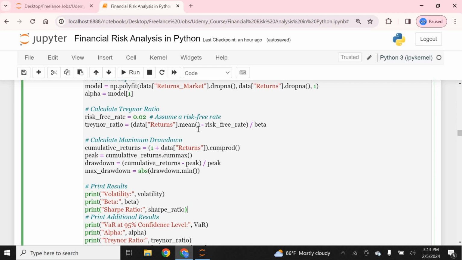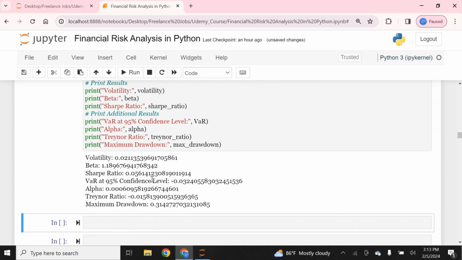Of course you can change some parameters, and feel free to do that so that you will know how the result changes. So let's run this and see these parameters, their values, after which we will be interpreting them. These are long decimal values: volatility, beta, Sharpe ratio, VAR at 95% confidence level, then alpha, Treynor ratio, and maximum drawdown.